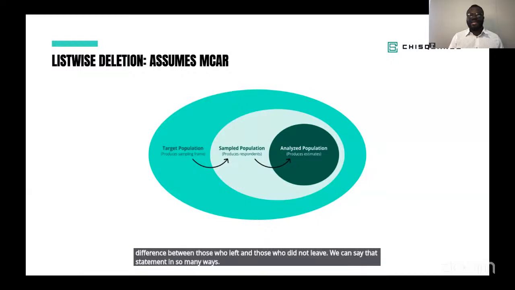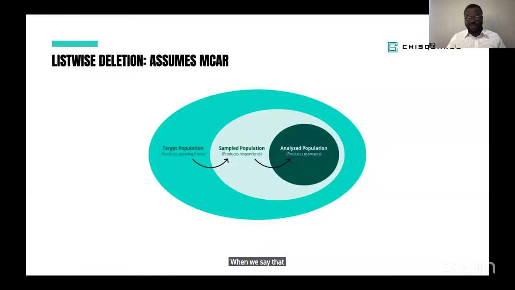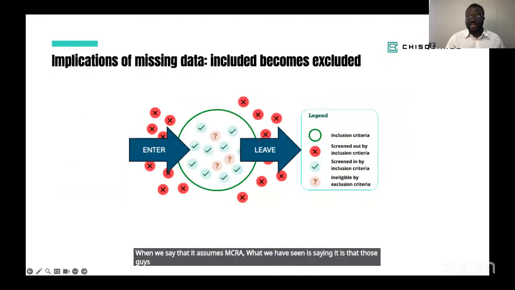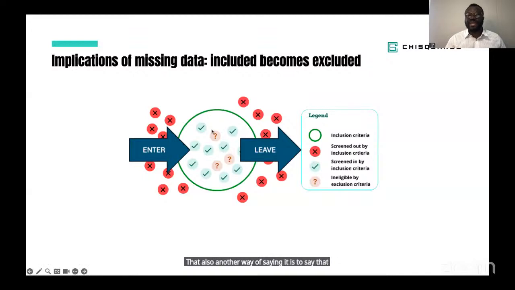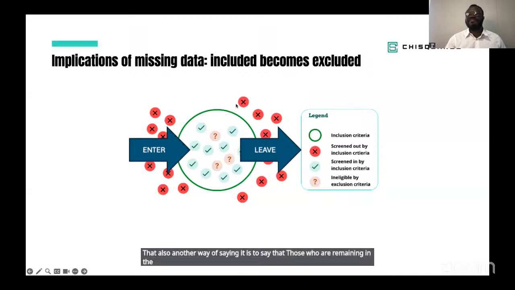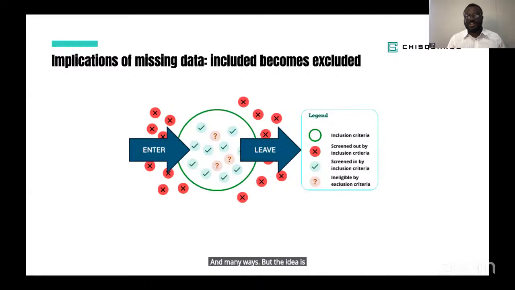We can say that statement in so many ways. When we say that it assumes MCAR, one way of saying it is that those who left are non-differential from those who did not leave. Another way of saying it is that those who are remaining in the survey are representative or do not differ systematically from those outside, right? There are many ways, but the idea is that there is no association between leaving the study and any factor.